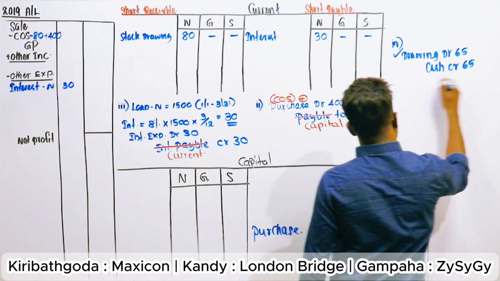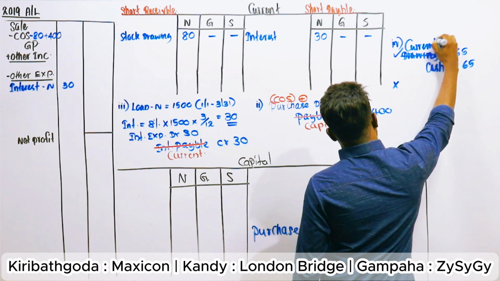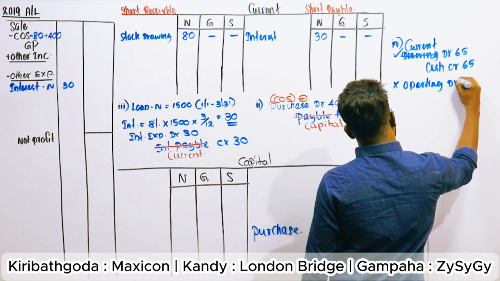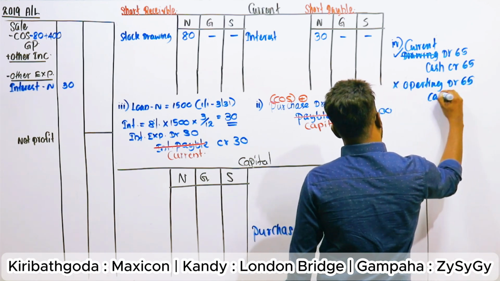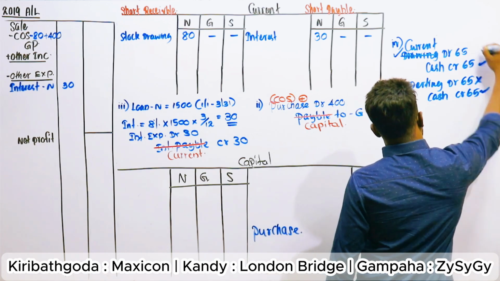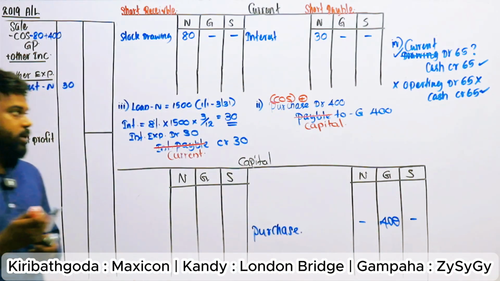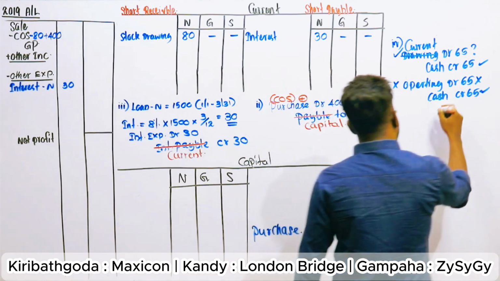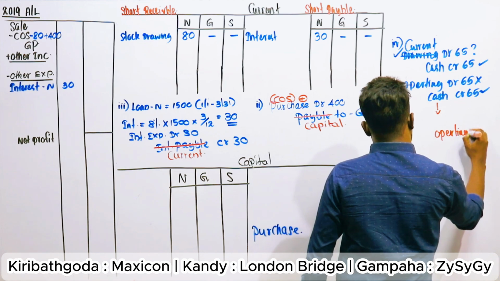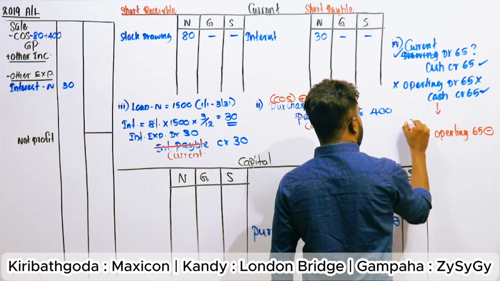But what's the issue? This should be debited to the partner's current account, but they have debited operating expenses. Operating expenses debit 65, cash credit 65. There's no issue with the cash account. The issue is the debit entry. So operating expenses should be reduced by 65 and debited to which account? Current account.